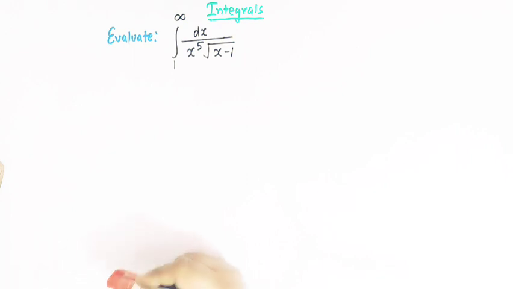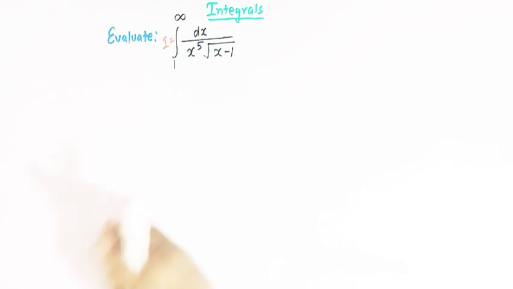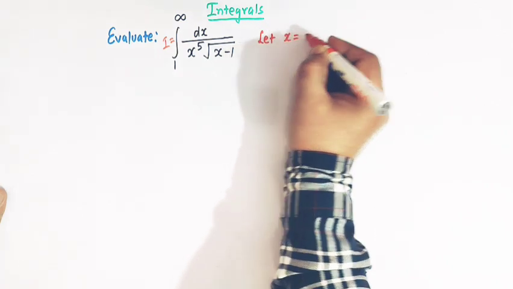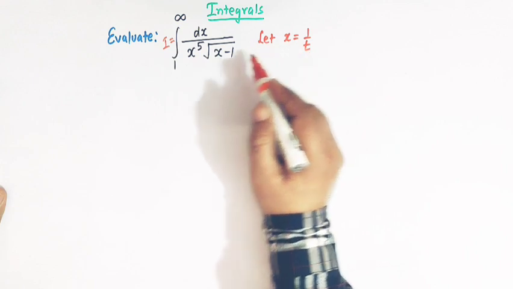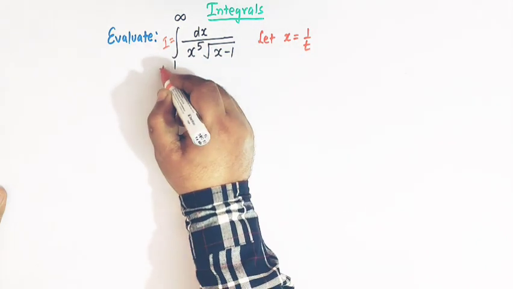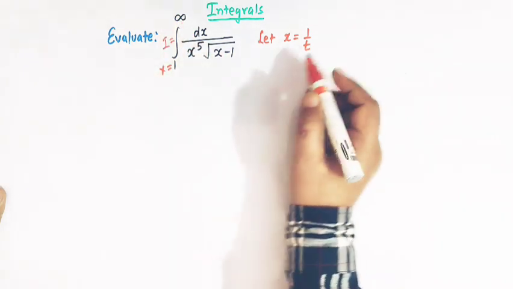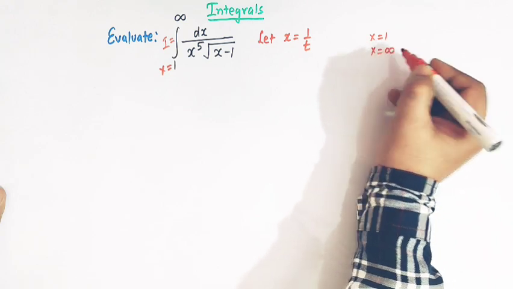So let us start and let us first take this integral as I, and here we'll make use of the method of substitution for integration. Let us substitute x is equal to 1 over t. This is the most appropriate substitution here. The value of x varies from 1 to infinity, so the lower limit is 1 and the upper limit is infinity.